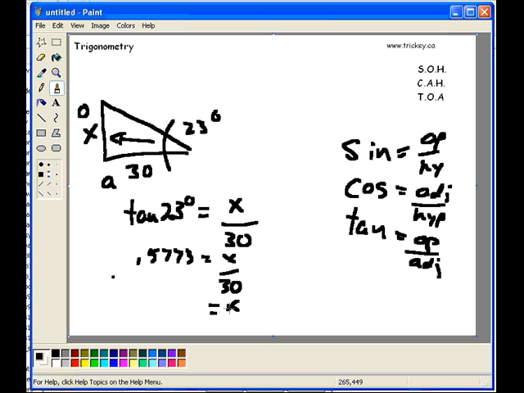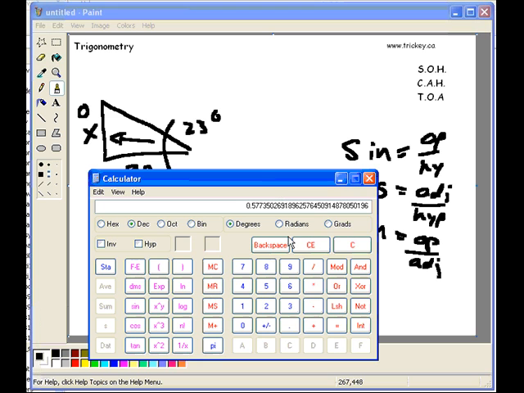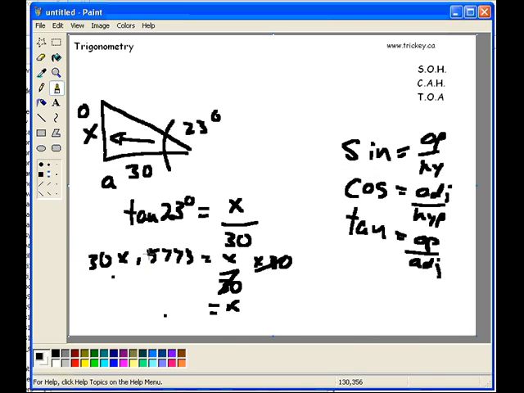I need to solve strictly for x, so I have to get rid of the divided by 30. How I get rid of a divided by 30 is I multiply it by 30, and whatever I do to one side, I have to do to the other. The divided by and the multiply cancel each other out, leaving me with an x. And on this side, I have 30 times 0.5773, which works out to, take that number, multiply it by 30, and I get 17.3. So 17.3 is x.